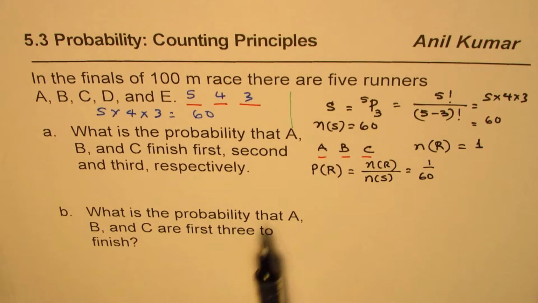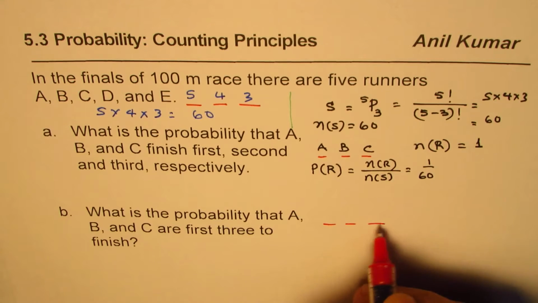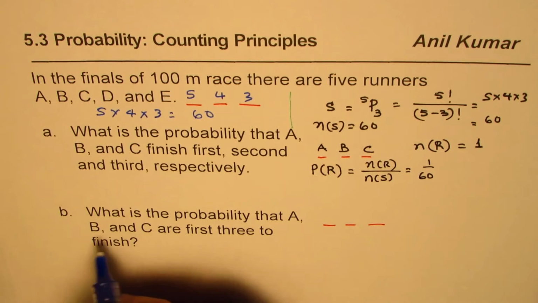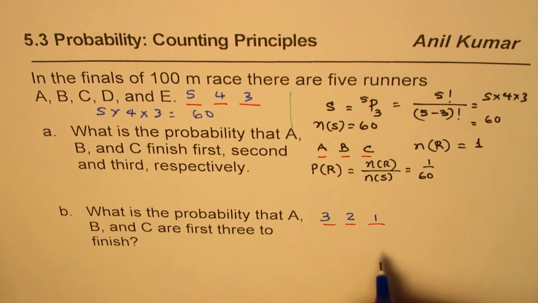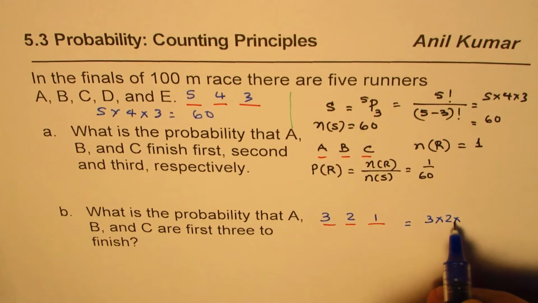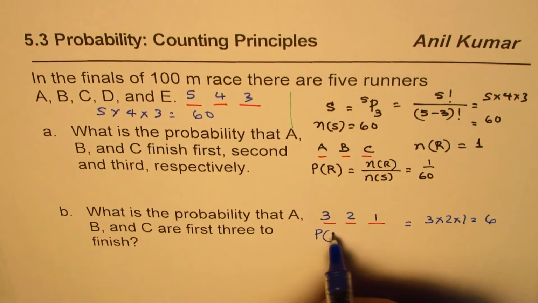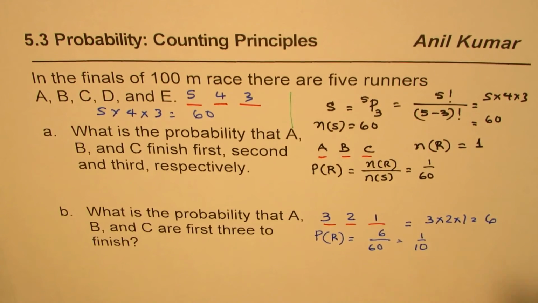Now in the second case, the question is, what is the probability that A, B, and C are first 3, right? So in this case, first 3 could be taken by A, B, and C. So for the first position, we could have any 3 of them. For the second, 2, and 1 is left here. So these are 3 factorial, you can say, or when we do 3 times 2 times 1, we get 6 as our answer. So in this case, the probability is equal to 6 over 60, is it okay? Which is 1 over 10, correct? So that is how you can actually solve this question.